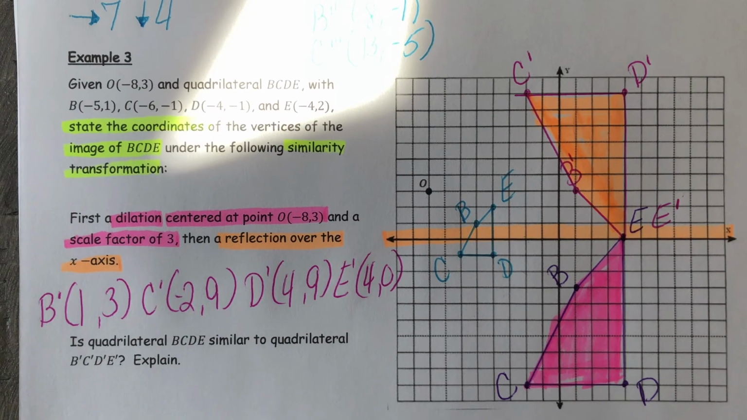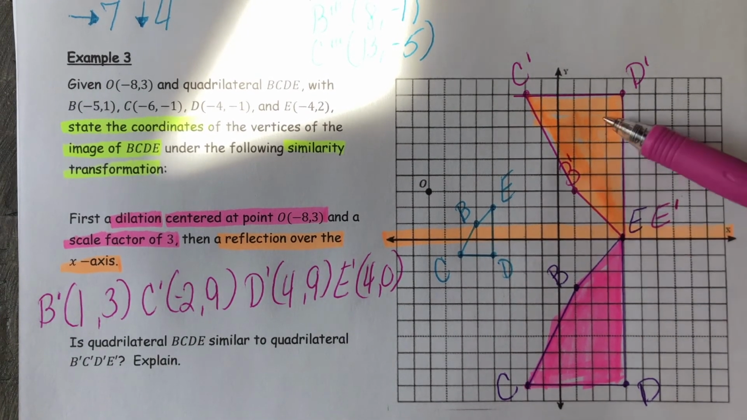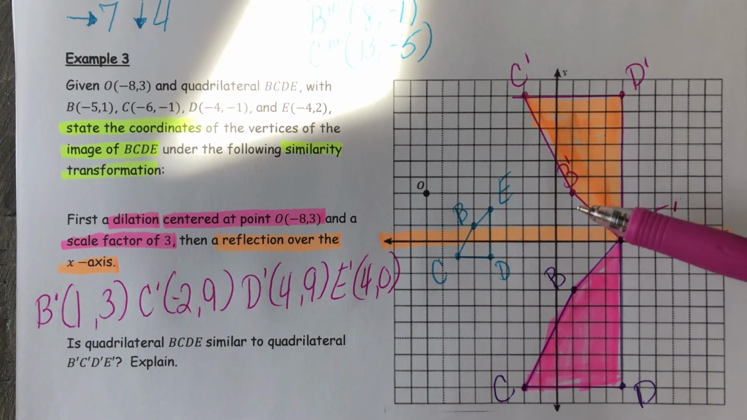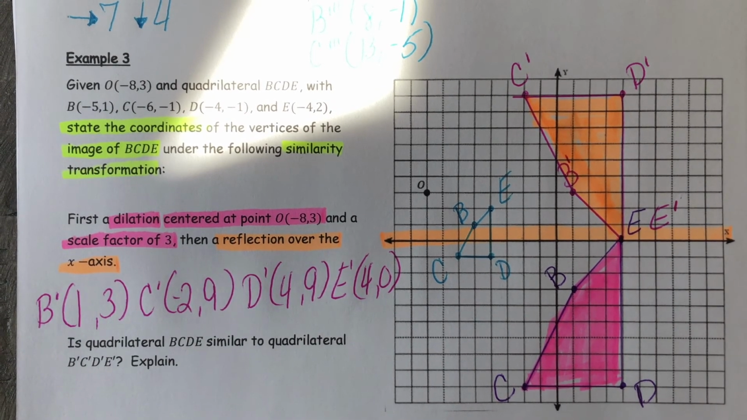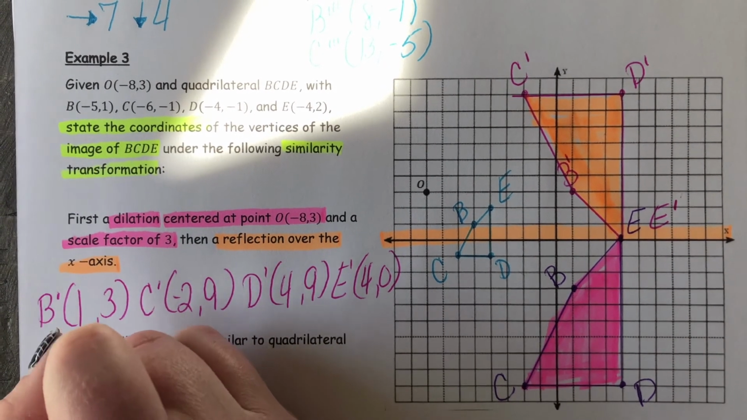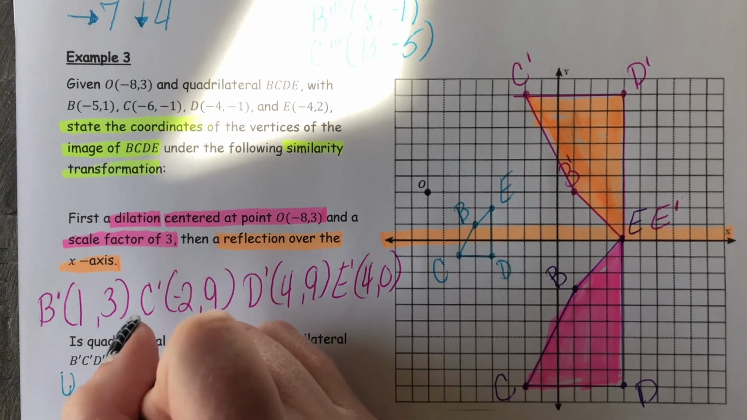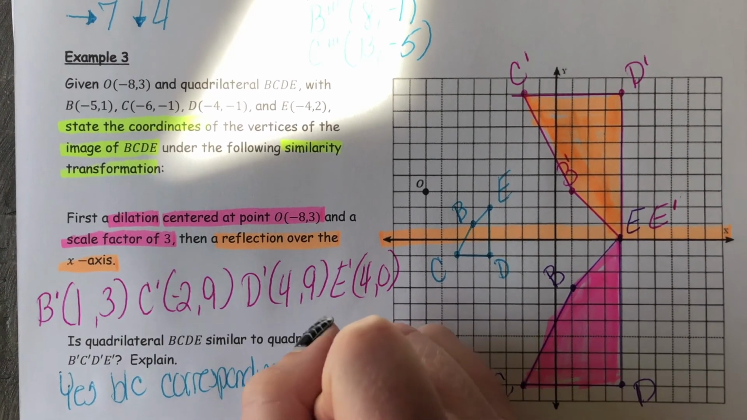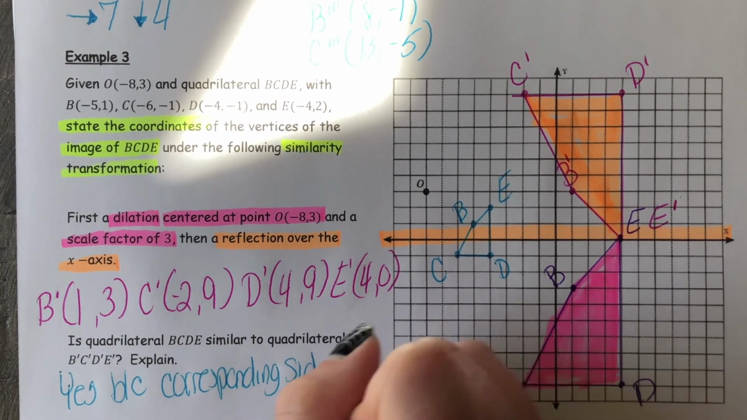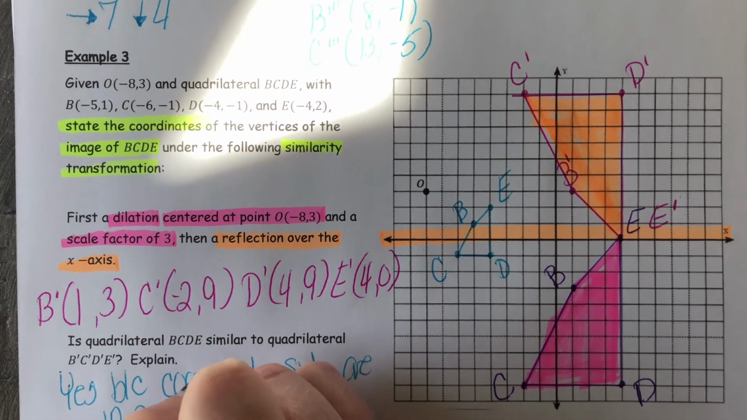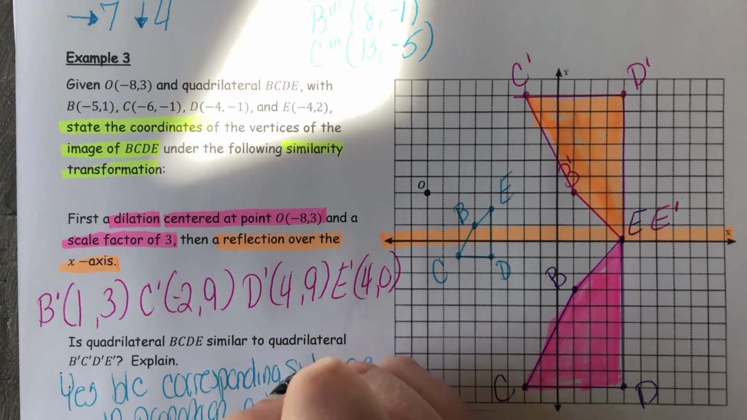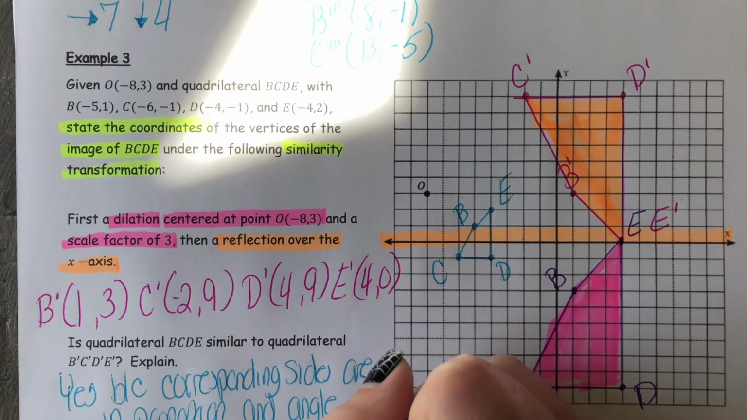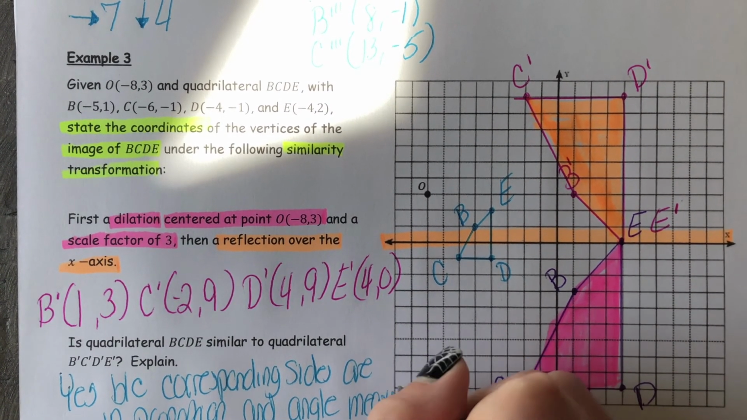All right, and then at the bottom it says, is quadrilateral B, C, D, E similar to quadrilateral B prime, C prime, D prime, E prime? So where I started and where I finally ended up, are these guys going to be considered similar? And the answer would be yes. So let's fill that in. Yes. And it's because corresponding sides are in proportion and angle measure is preserved. All right, I'm going to explain this in a minute.